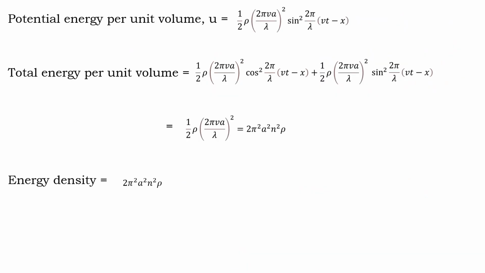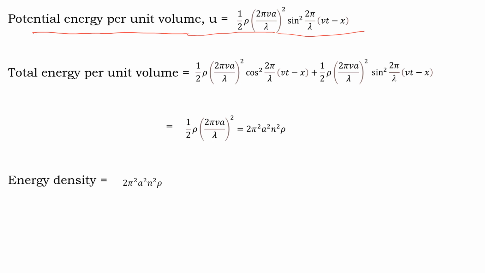Then, dividing the potential energy by delta x, we get the potential energy density, or potential energy per unit volume. That is, U is equal to half rho (2 pi v a by lambda) the whole square sine square 2 pi by lambda (vt minus x).